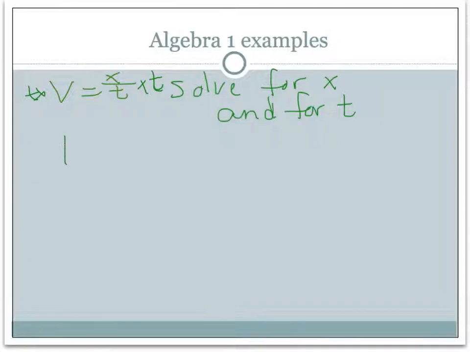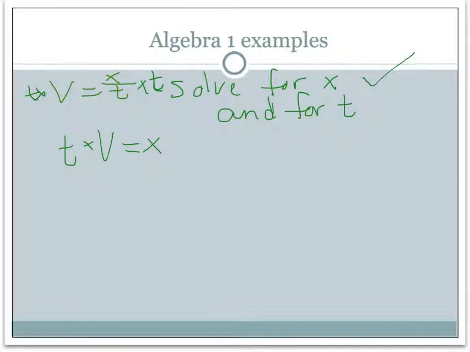That leaves me with t times v equals x. That was the first thing we were asked to solve for. So that one was quite simple. Now we're asked to solve for t. Okay. It's much easier to solve for t once we have it solved for x because we no longer have that fraction. So it's easier to see what's going on.